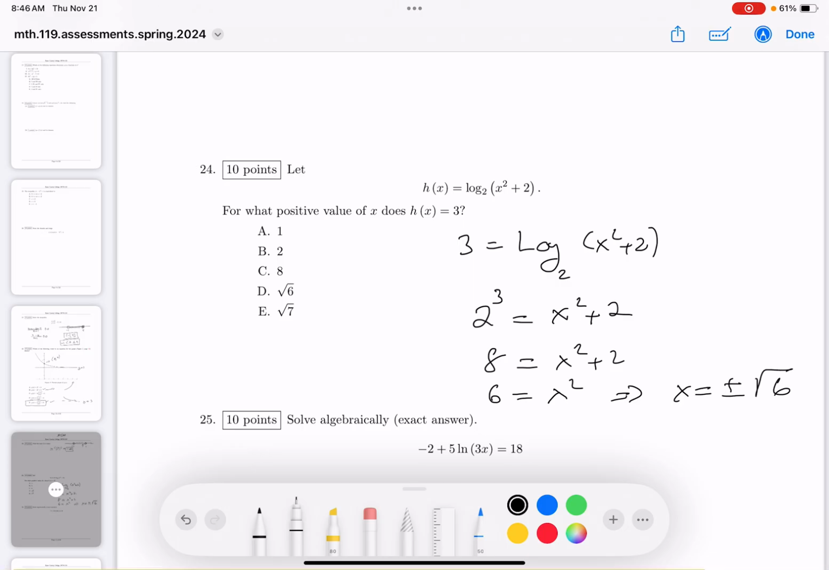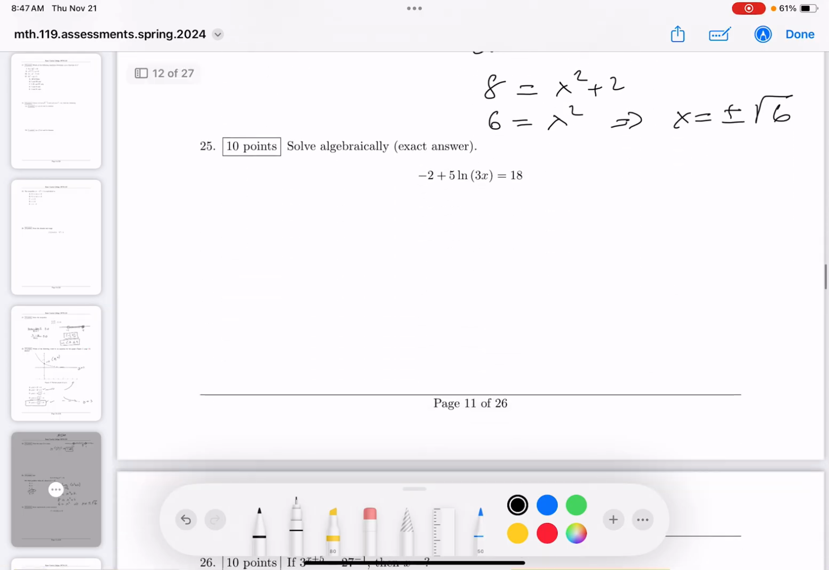However, they did say what positive value. The positive value is the root of 6. That's letter D. All right, the next one says solve algebraically, exact answers.